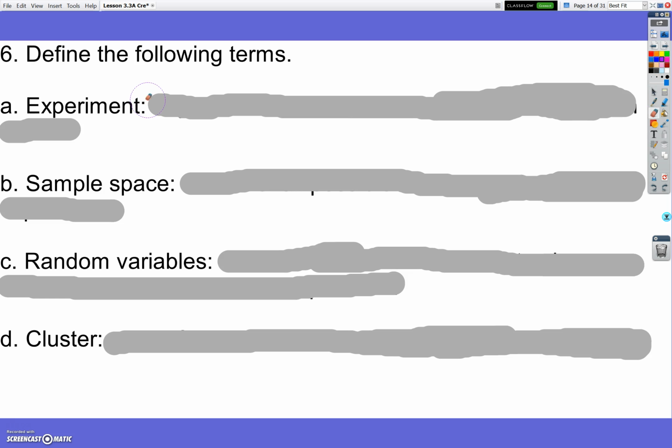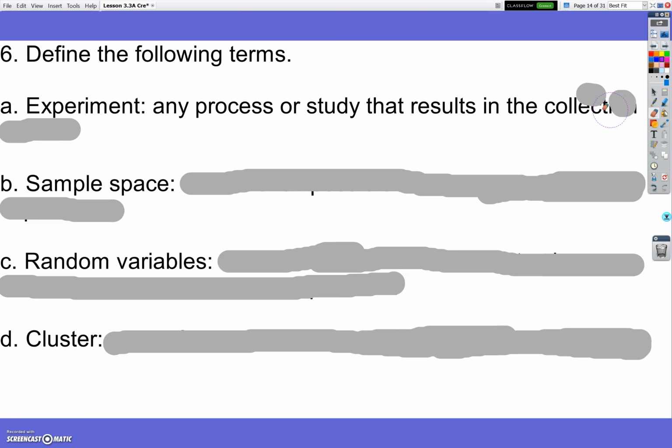I know we're used to that in science class, but with this, an experiment is any process or study that results in a collection of data. So think about science class. You guys are doing a lab and you're collecting data, and so on and so forth. We can also do that in math and record our data in scatter plots.